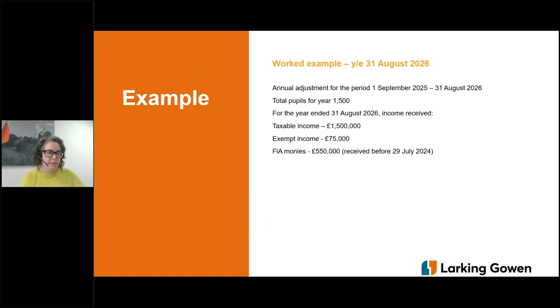So let's put some numbers to that to help bring it to life a bit. We're doing our annual adjustment for the VAT year to the 31st of August 2026. So we must have emailed HMRC and asked them for a non-standard VAT year because we're doing our annual adjustment to August. In that year, we have got taxable income of £1.5 million and exempt income of £75,000. We've also had fees in advance received of £550,000, and that was received before the 29th of July 2024, so we're confident that that's exempt.